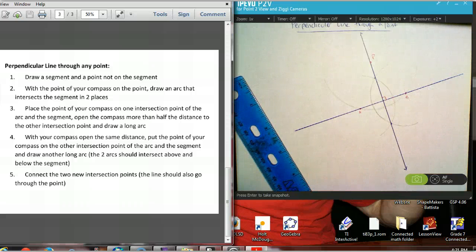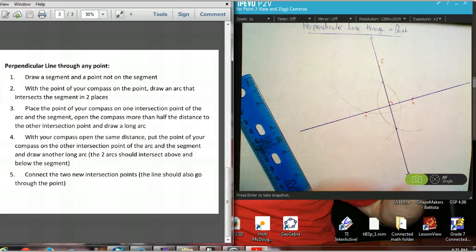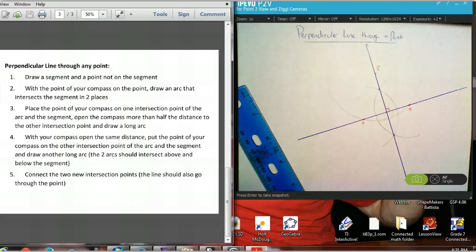So what we've done is we were given the original blue line here, the one that's going horizontally, and we've created a line that goes through that point at a 90-degree angle. Mine's a little bit off, so the closer you can get to being precise, the better it will work out.